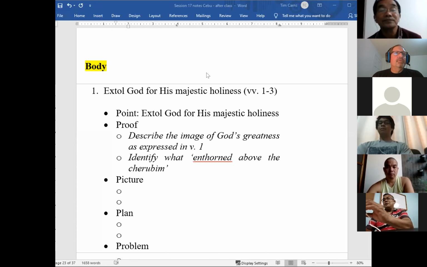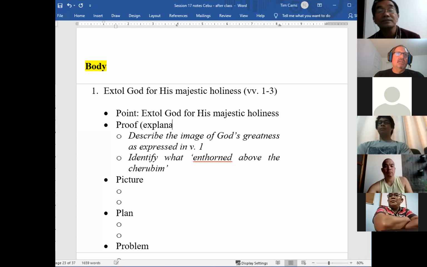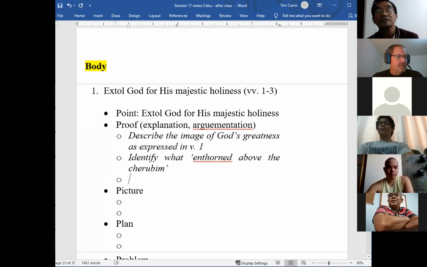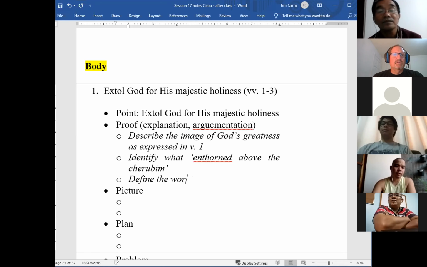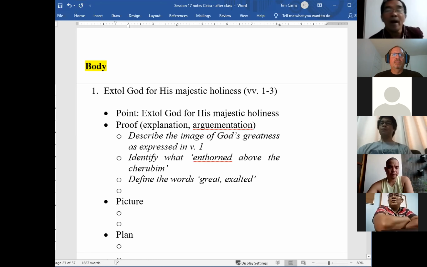So in my proof, that's where I'm explaining. Again, remember, proof is the explanation of the point, the argumentation of the point, where you're making a case for your interpretation of the point. So you're going to have other ideas. Might be to define the terms, the words great and exalted here. Significant words, right, from our word study. So maybe that will come in here.